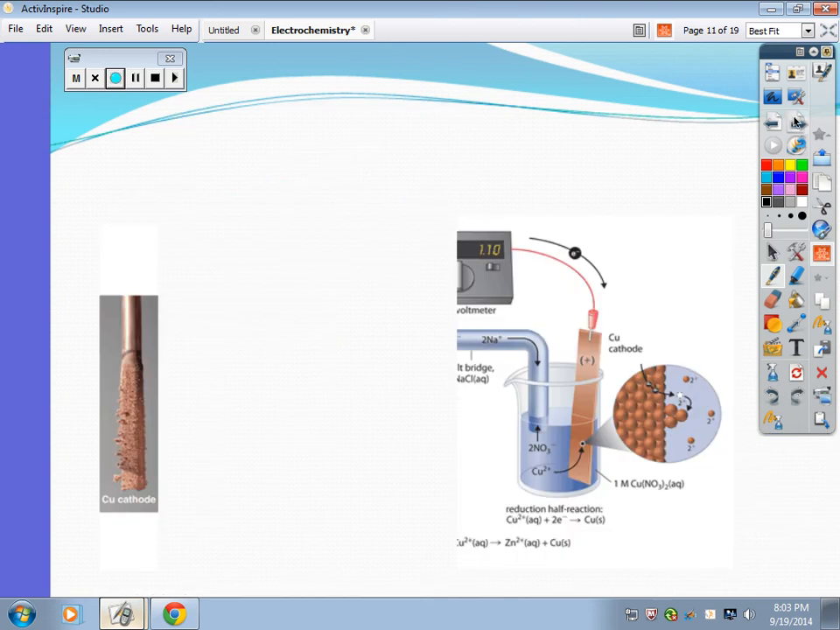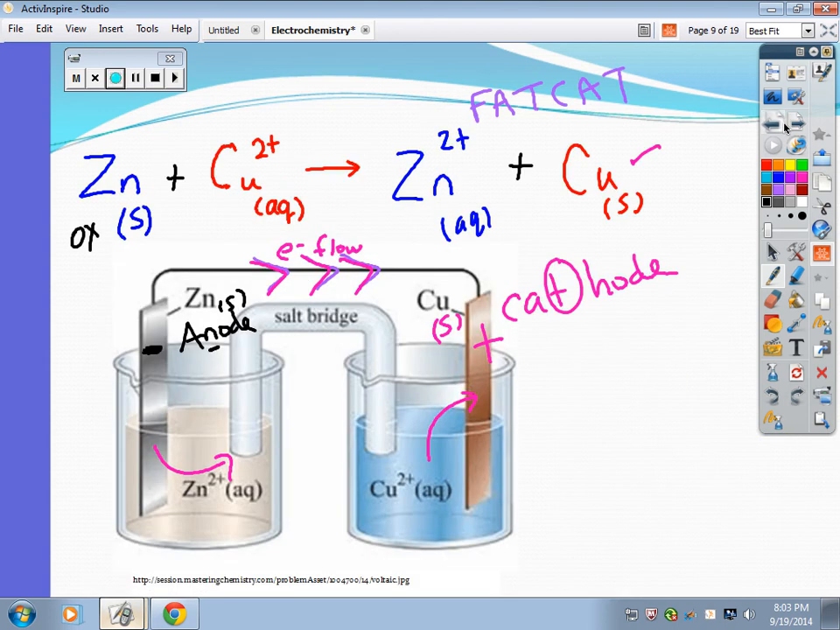What's happening? The electrons are coming through the wire from the anode to the cathode. They're entering, look at it, there's a plus right there, to that cathode. That's solid copper. All right, and look what's happening here. Remember we drew an arrow right here, right? We drew an arrow going this way so that these copper ions are actually plating onto that cathode.